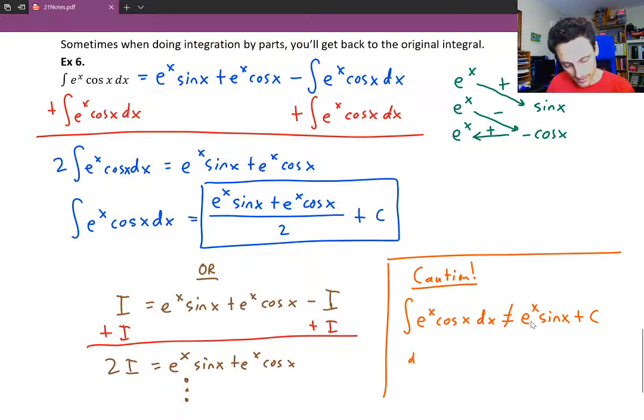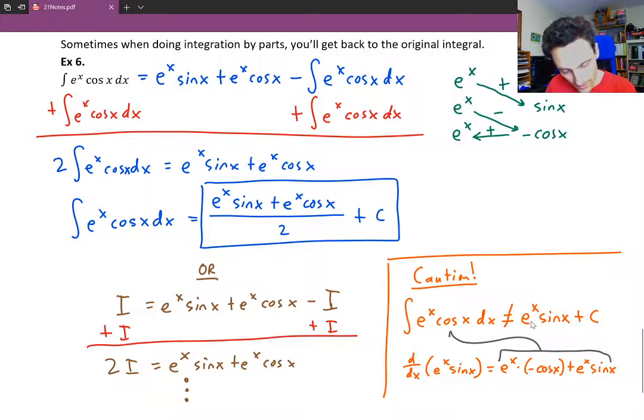Let me write this out. You would get first times derivative of second plus the derivative of the first times the second. And this is not matching what you have inside that integral. These two are not equal. So our check completely failed. So you definitely do not want to make this mistake.